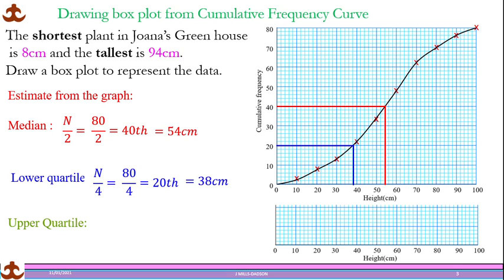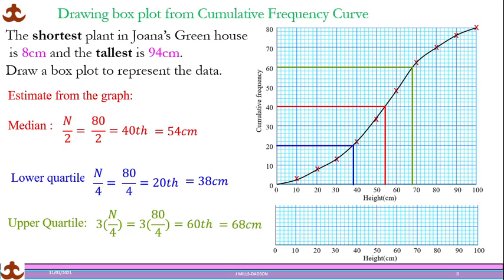Upper quartile means 3 quarters. So you find 80 divided by 4 times 3. Upper quartile is 3 quarters. So 80 divided by 4 is 20. 20 times 3 is 60th. You read the 60th line, bring it down. 68. So we now have all our 5 numbers.